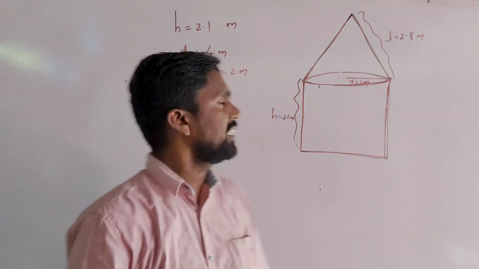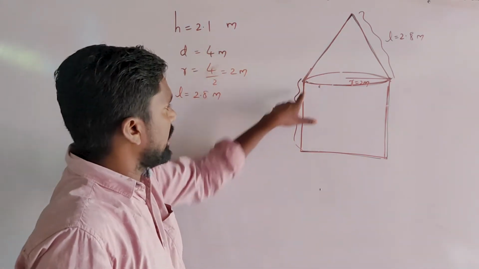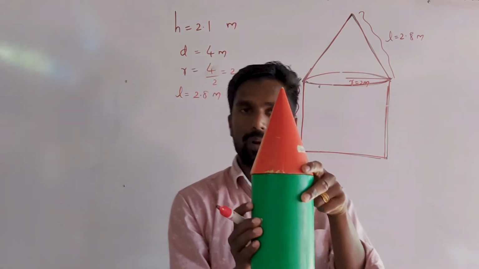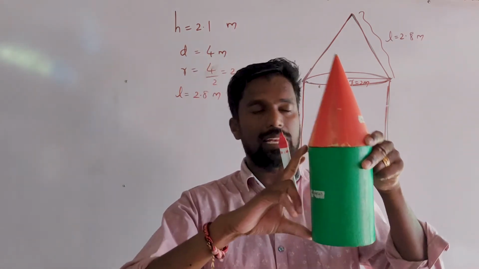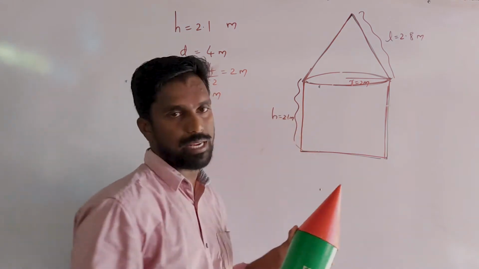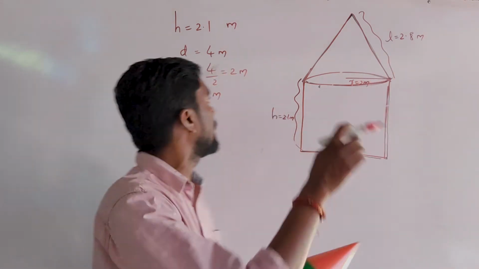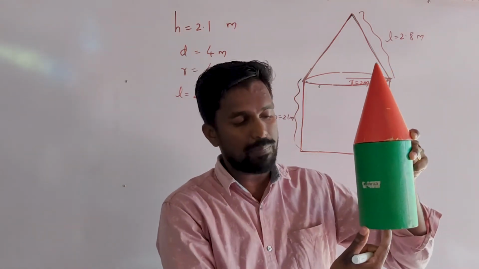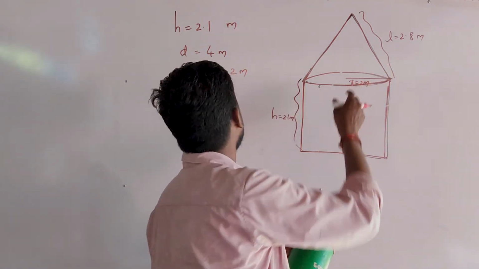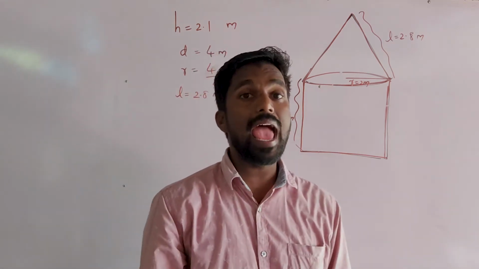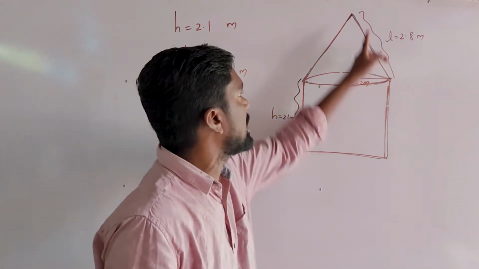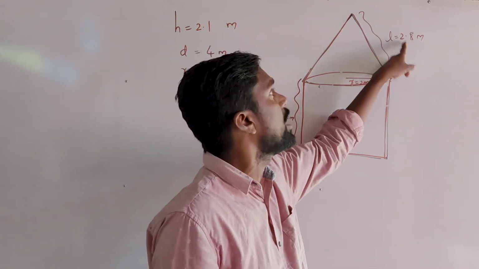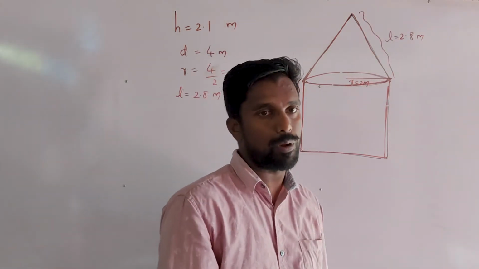Okay, it is given. Height of the cylinder, it is given 2.1 meter. This is our conical tent. Diameter of the cylinder, it is given 4 meter. Diameter 4 meter means radius is 2 meter. And slant height of the conical tent is 2.8 meter. Cone slant height is given 2.8 meter.